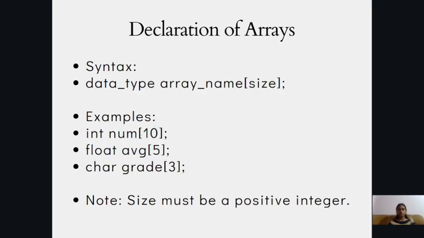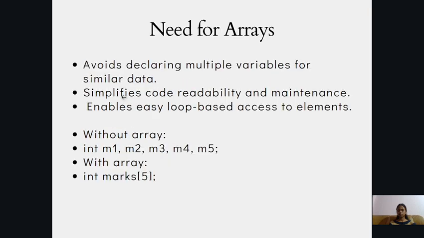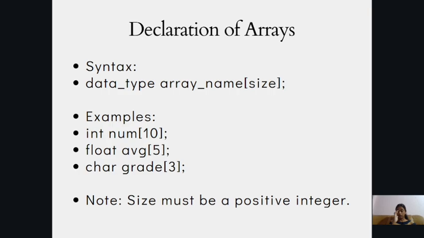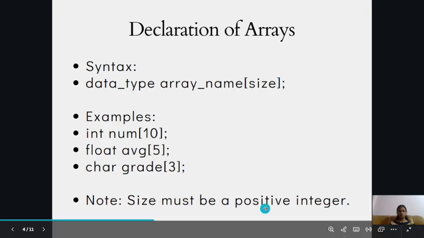Declaration of arrays. The declaration syntax is data type, array name and size. As I told you, this size is known as the index or subscript. This can be used in various examples. Note: the size must be a positive integer only, because the index starts with 0.